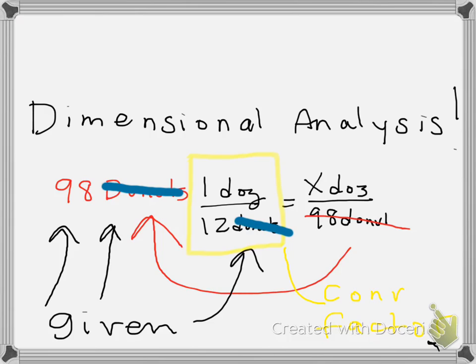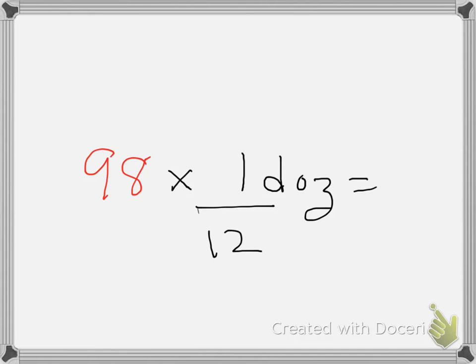And then notice that just like in math, the word donuts, if it appears in the top and the bottom of the factors, you can cancel them out. And so we end up with a very simple math problem, 98 times 1 dozen divided by 12. And I know that you know how to do that kind of math in your calculator. Let's try another one.